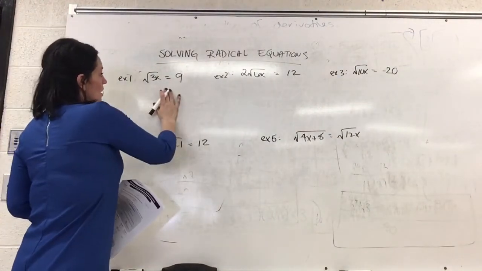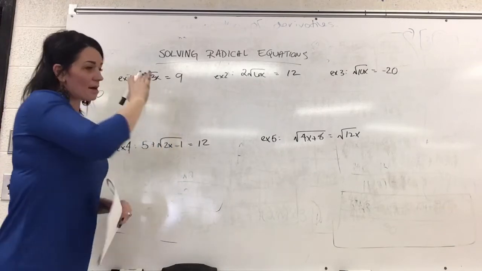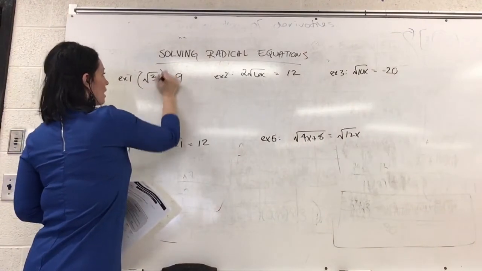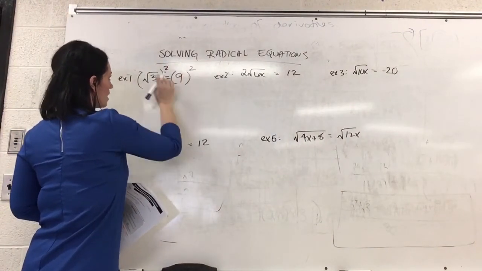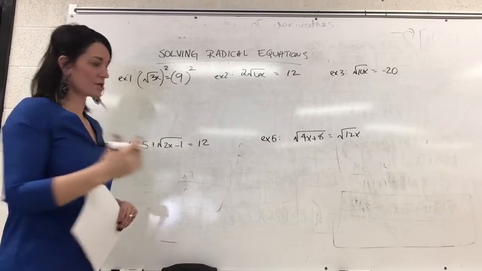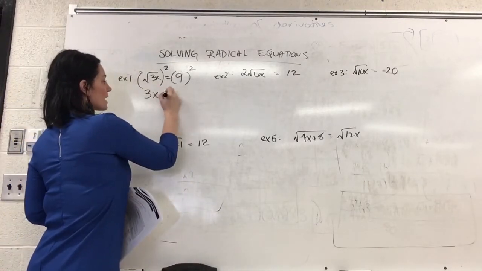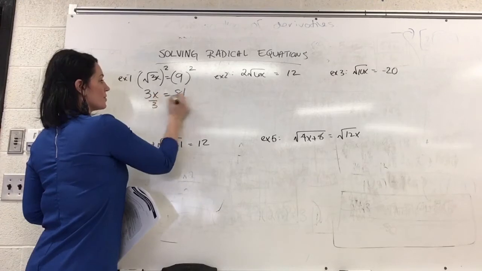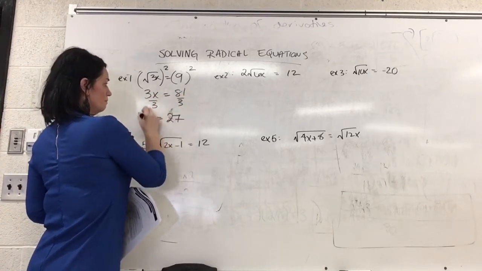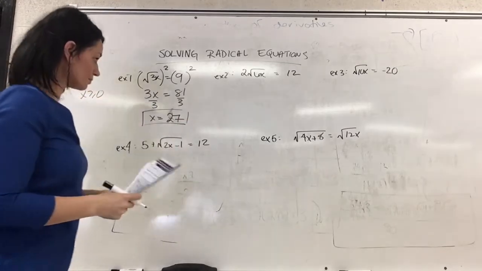Okay. When I want to get x by itself, it's trapped underneath the radical. So what I'm going to do is square both sides. And when I square a square root, they cancel because they are inverse operations of each other. So I just end up with 3x equals 81, and then I divide both sides by 3, so I end up with x equals 27, okay?